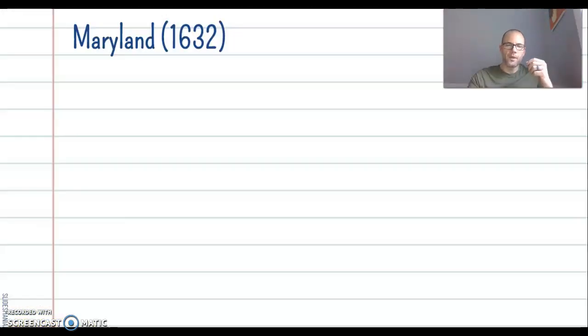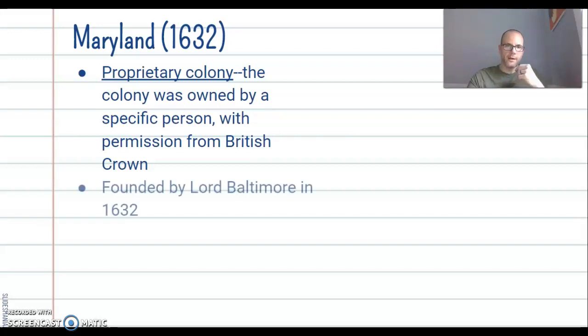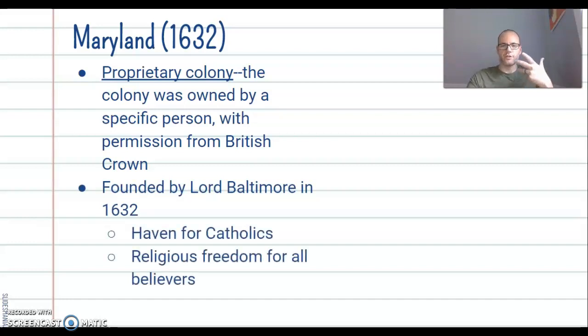Okay. Quickly about Maryland. Maryland is what's known as a proprietary colony, meaning that the colony is owned by a specific person with permission from the British Crown. Okay, and so that person is Lord Baltimore, who founds it in 1632 as a haven for Catholics. It's this place of religious freedom for all people who believe in Jesus. But if you don't, he's going to kill you.